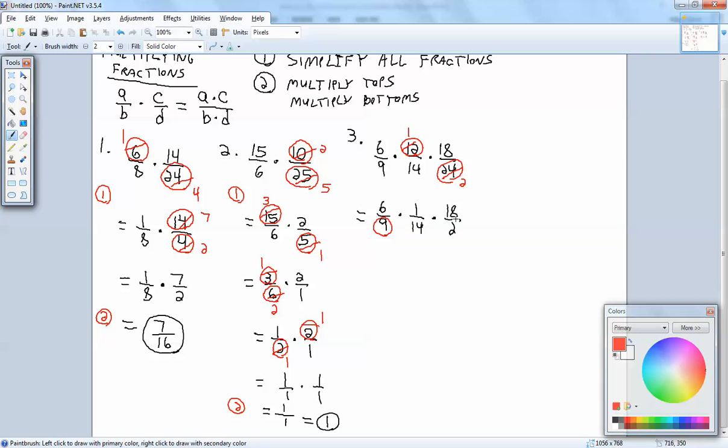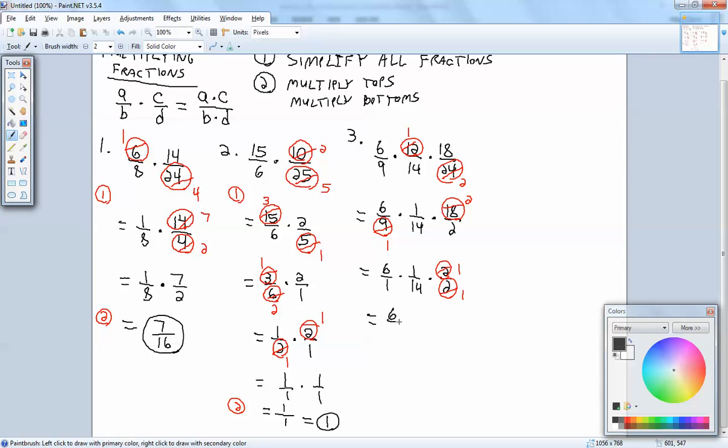Well, here's a 9 and here's an 18. They're both divisible by 9. 9 divided by 9 is 1. 18 divided by 9 is 2. And so we got 6 over 1 times 1 over 14 times 2 over 2. Well, that jumps out at me right there, 2 over 2. So work with those. One's on top, one's on the bottom. 2 divided by 2 is 1. 2 divided by 2 is 1.